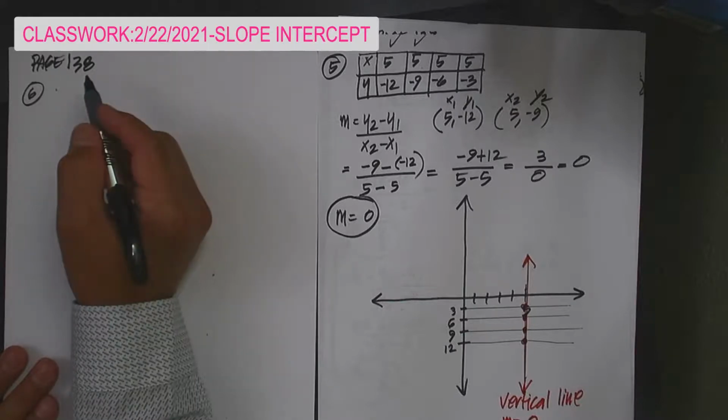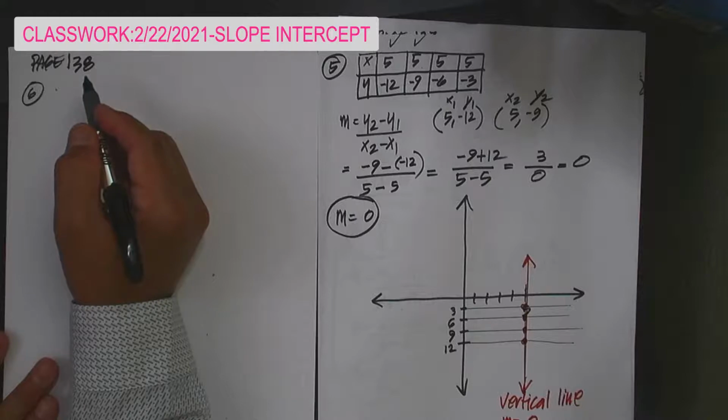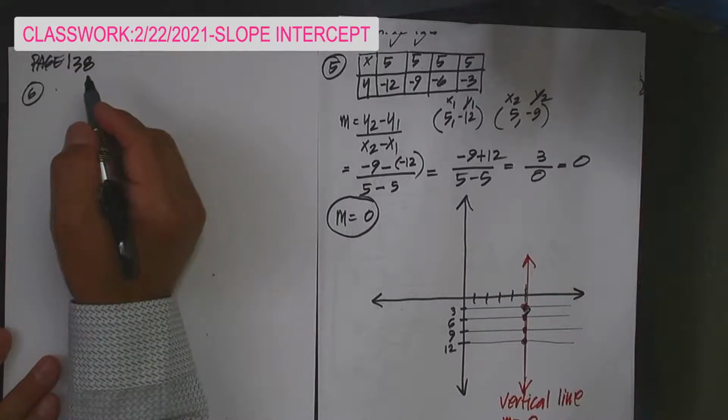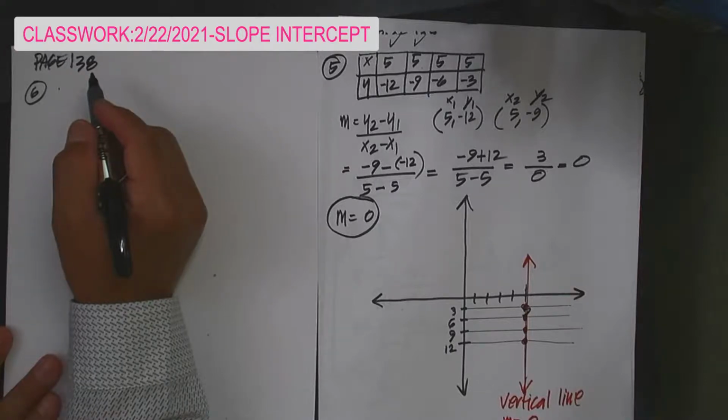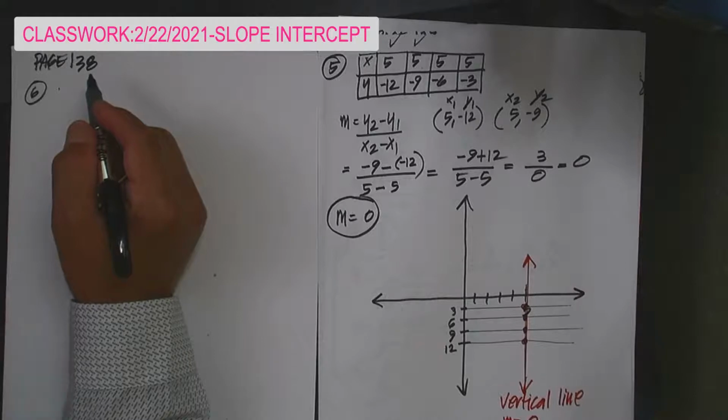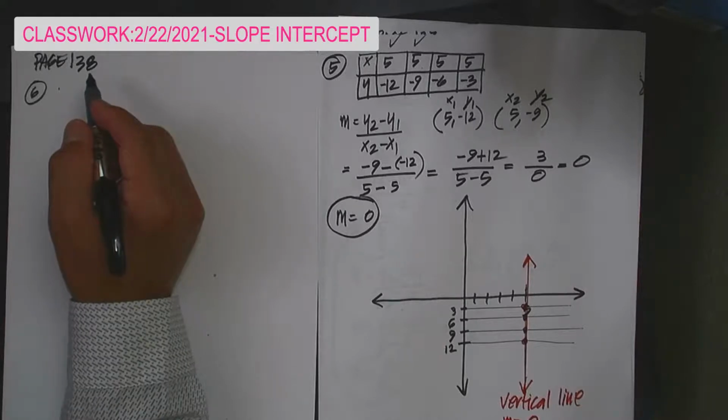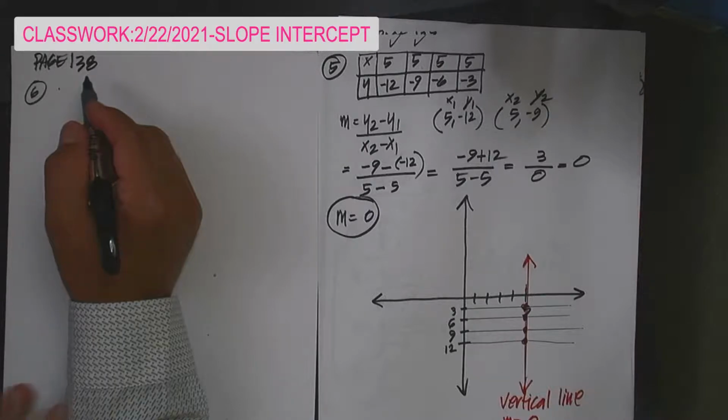Yes? What do you mean number 6? You have to scroll down. Scroll down. Are you on page 138? No, you have to scroll down. The page gets kind of mixed up, okay? After 137, it jumped to 139. So 138 is all the way down in your classwork.